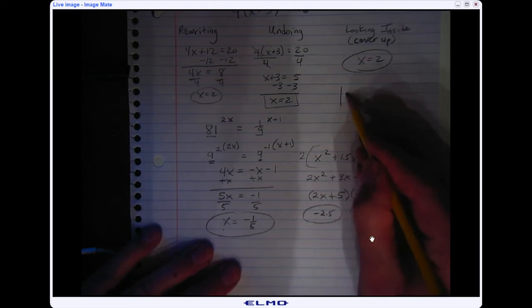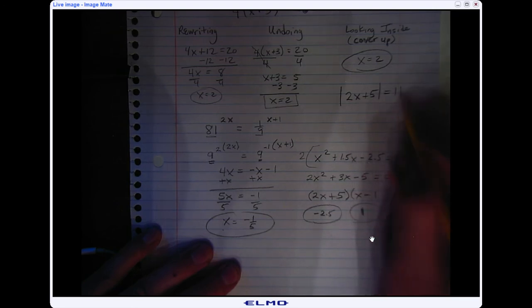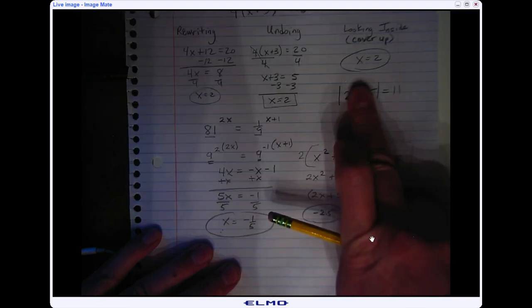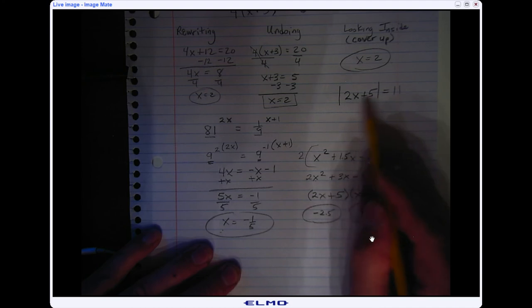Some other examples of looking inside, just to finish up with this, would be something where, again, let's say I had the absolute value of 2x plus 5 equals 11. Again, if I cover this up, when I do the absolute value, it has to equal 11 or negative 11 to equal 11 after I do the absolute value. So if I have a plus 5 and I want to make this into 11, this has to be 6. So that means one of my answers has to be 3.